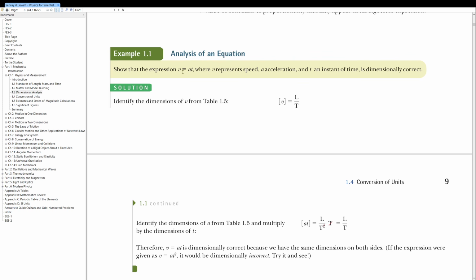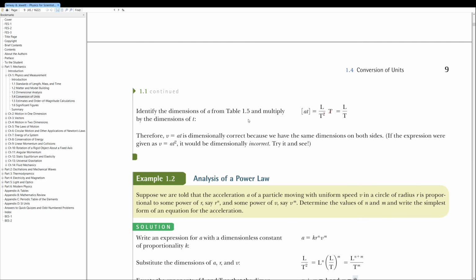So example 1. Show that the expression v equals at, where v represents speed, a acceleration, and t an instant of time, is dimensionally correct. So we're only interested in the dimensions, right? So we identify the dimensions of v. V is length over time. We identify the dimensions of a. That's length over time squared, right? And the dimensions of a times t, well, we're multiplying by time, so we just get length over time. And since v is length over time and at is length over time, we see that it's dimensionally correct, right? All right.